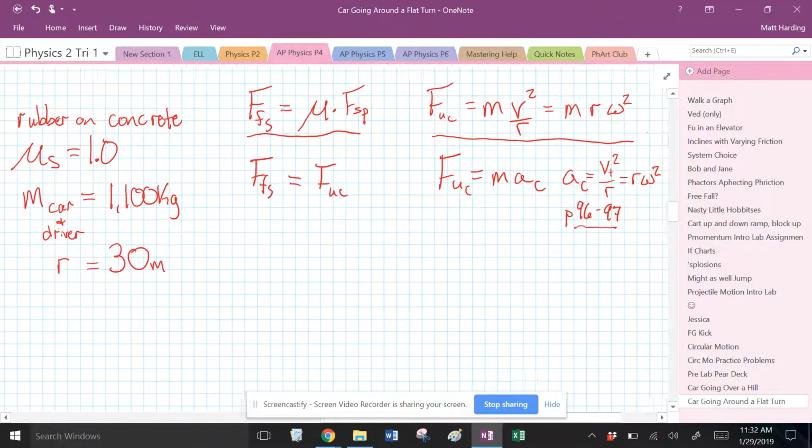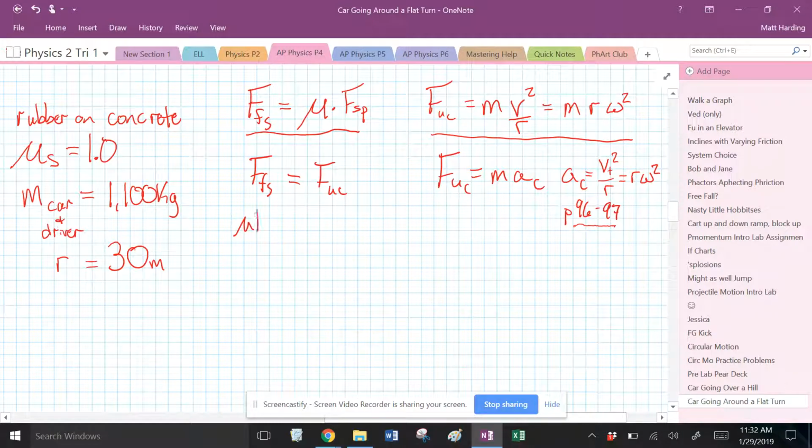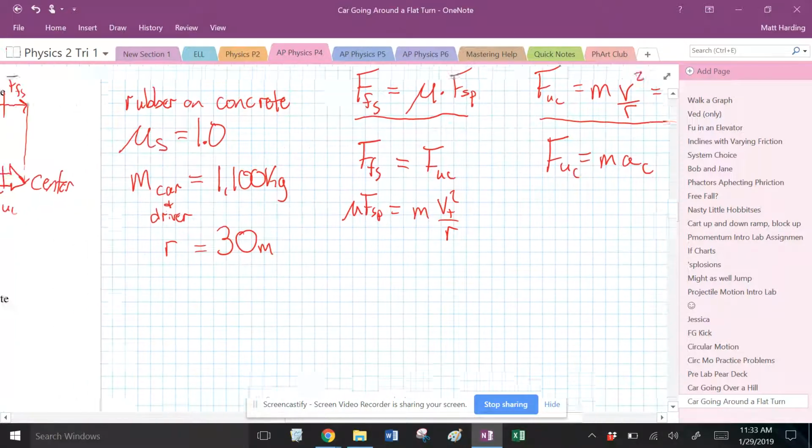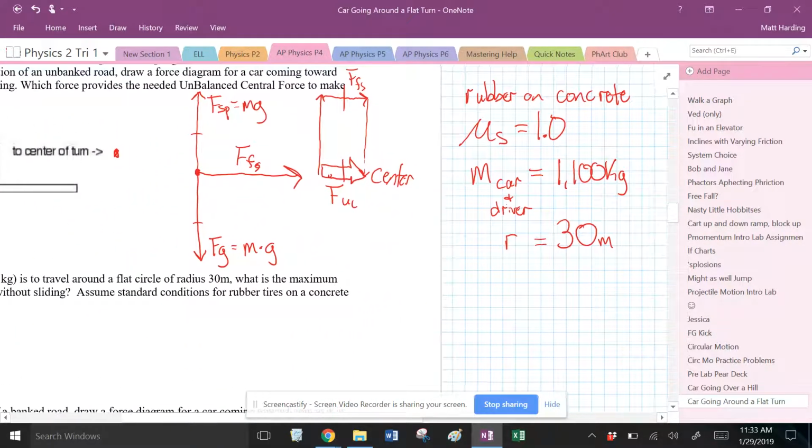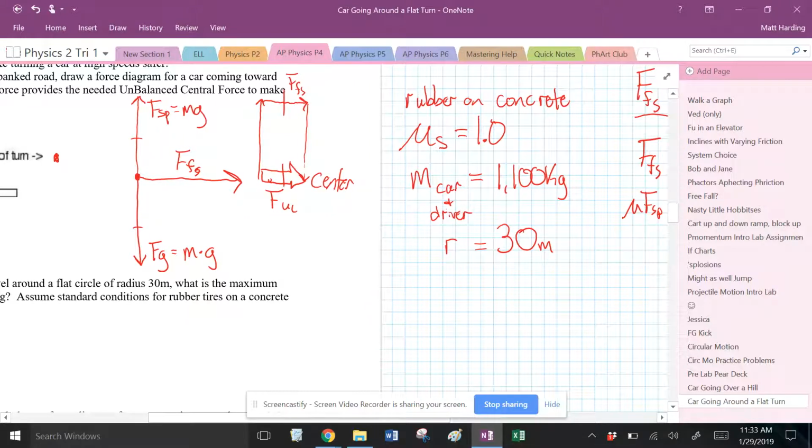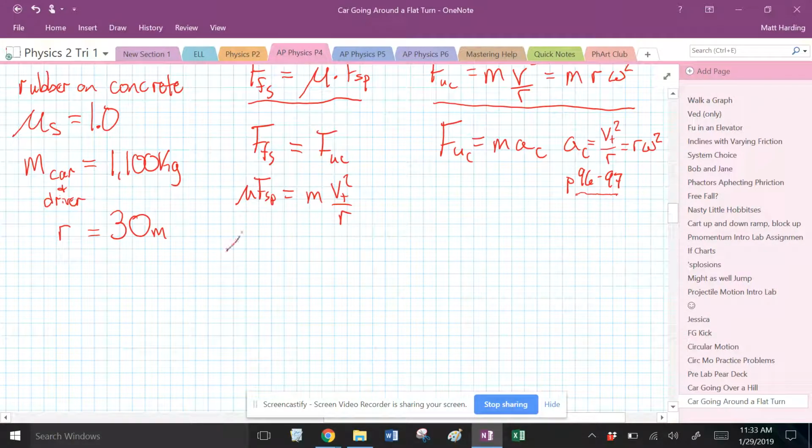Okay, so they're equivalent. So I can say mu F_N equals m v_tan squared over r. And again, the normal force, because we're on a flat road and we're not considering any kind of downforce, is equal to the gravitational force. So I can just write this as mu mg equals m v_tan squared over r. And hey, what do you notice? M drops out here. Mu g equals v_tan squared over r.